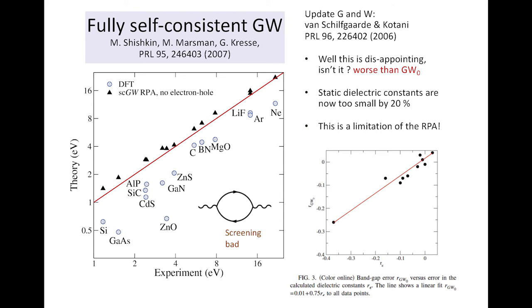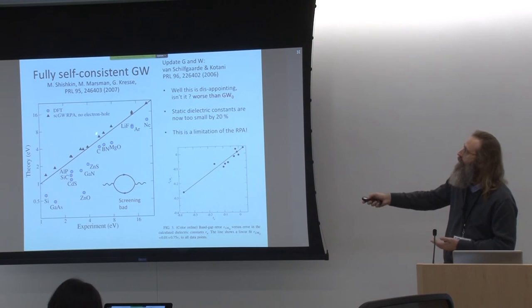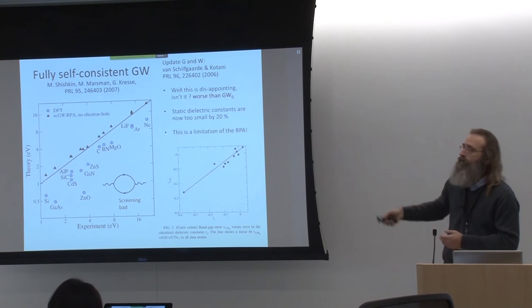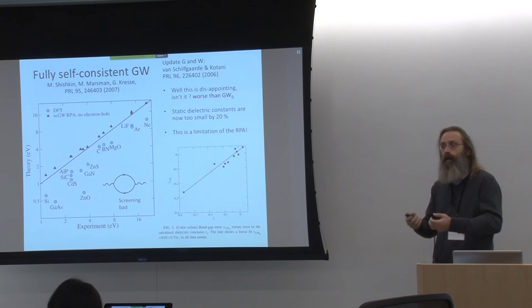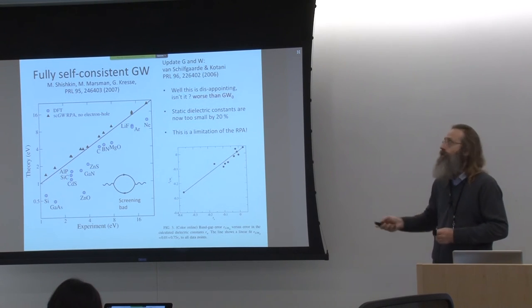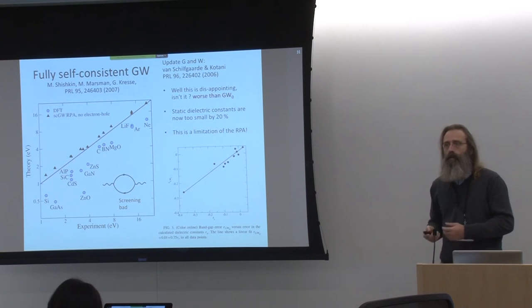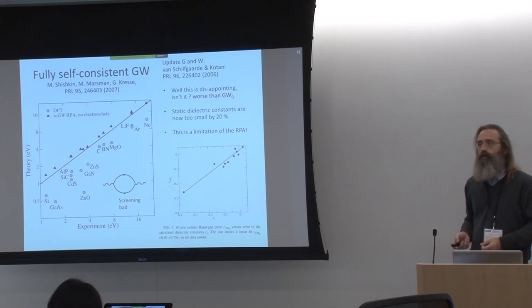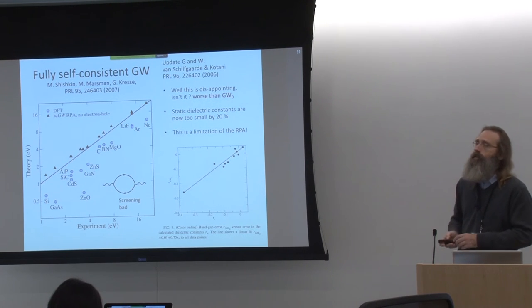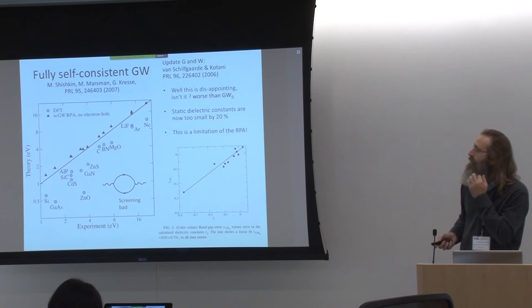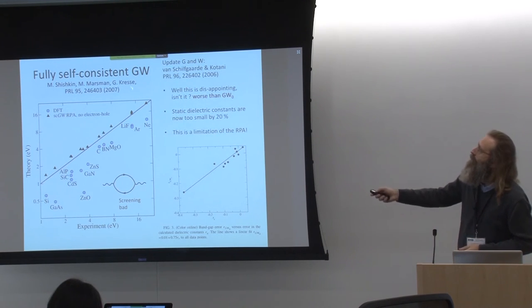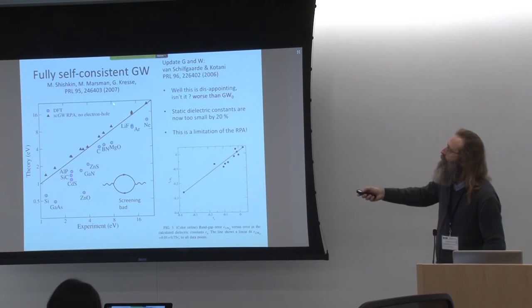And that is because what we see here is that if we use RPA orbitals and RPA eigenenergies, our description of the dielectric screening is not good. So it is good within the random phase approximation. The random phase approximation in conjunction with DFT orbitals and eigenenergies works nicely, but if you go to full self-consistency, you see the limitations of this random phase approximation.